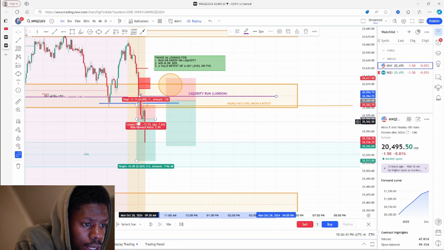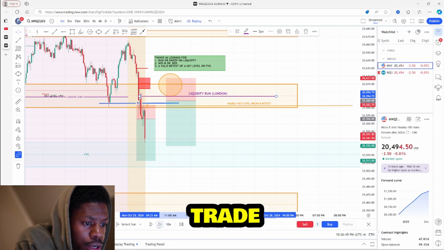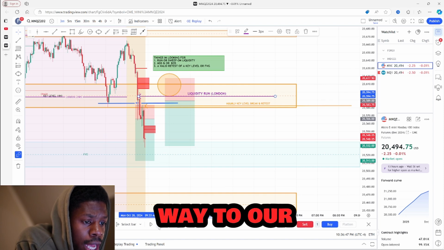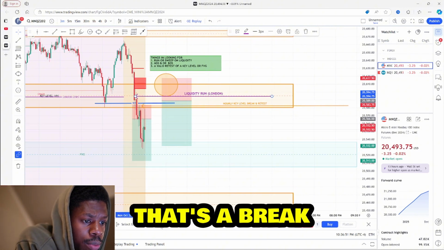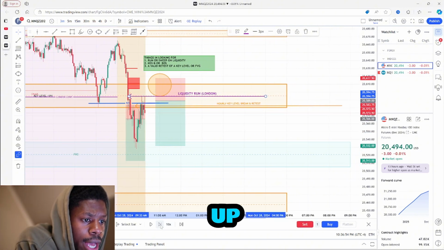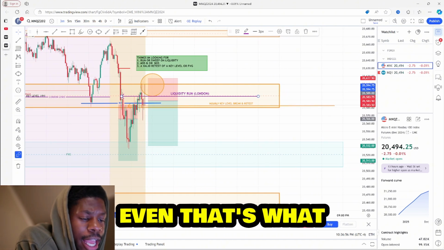Price action, break below that level. We get in for the trade. Our trade doesn't go all the way to our profit target. We move our stops to break even. That's a break even trade. All right, we come back up. We wait for price to give us something that we like. That's what we're supposed to do.